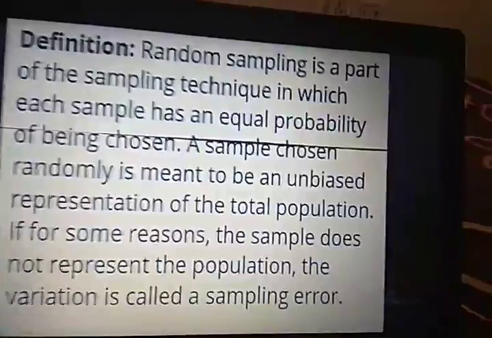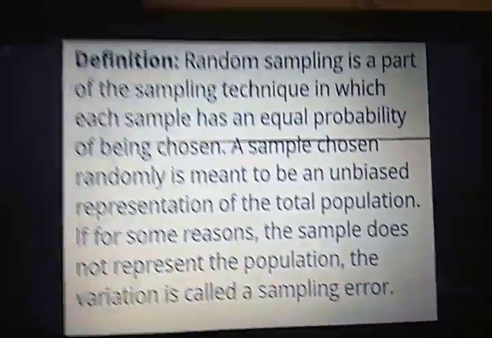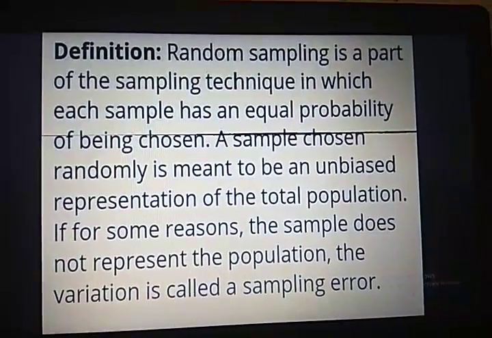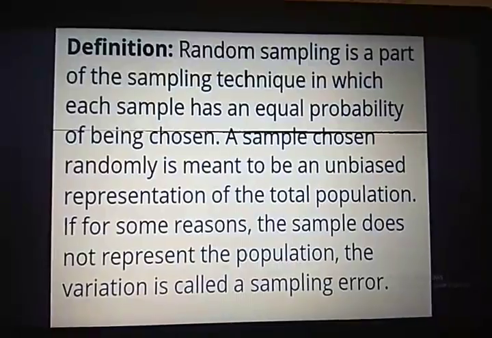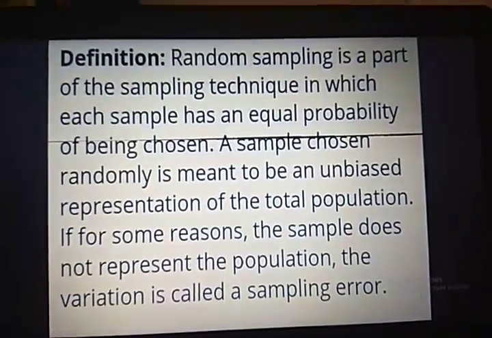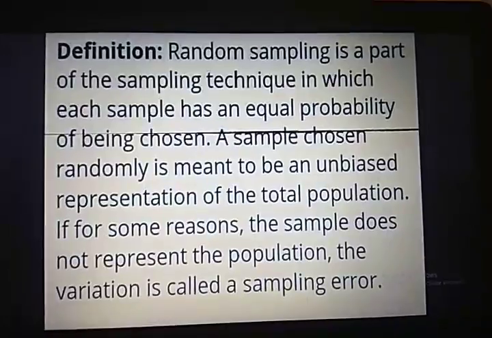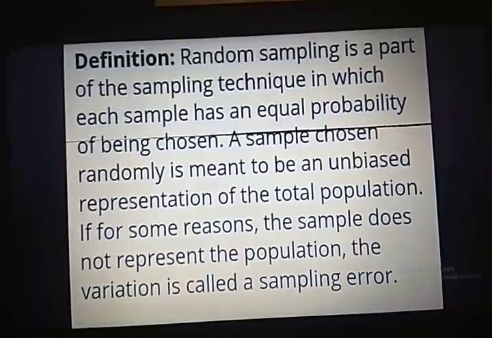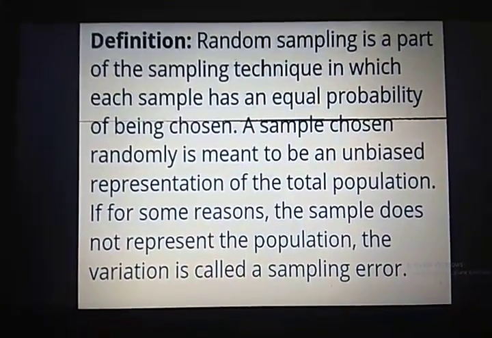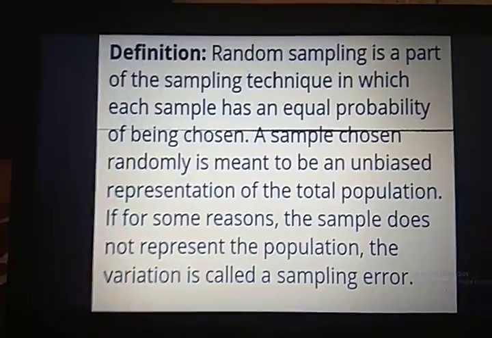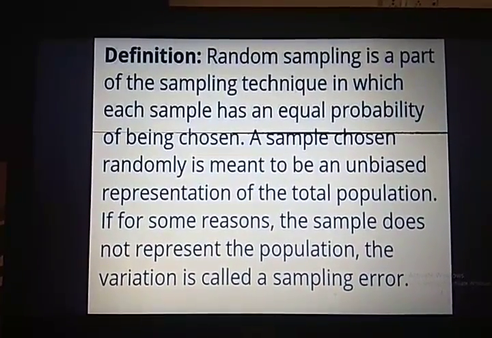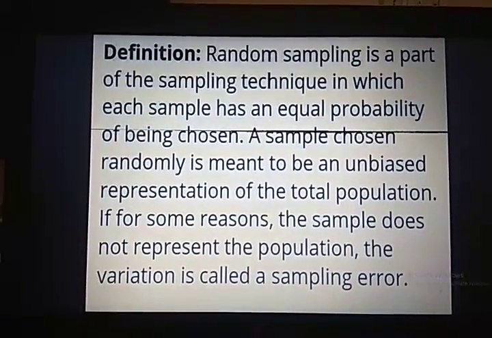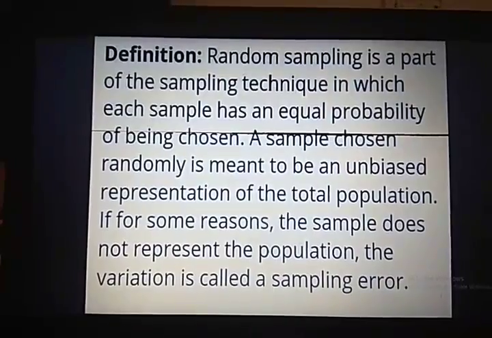So we talk about, first of all, the meaning of random sampling. Random sampling means, in general, that each and every item in the universe has an equal probability of being chosen. That means random sampling is a part of the sampling technique in which each sample has an equal probability of being chosen. A sample chosen randomly is meant to be an unbiased representation of the total population. If for some reason the sample does not represent the population, the variation is called a sampling error.